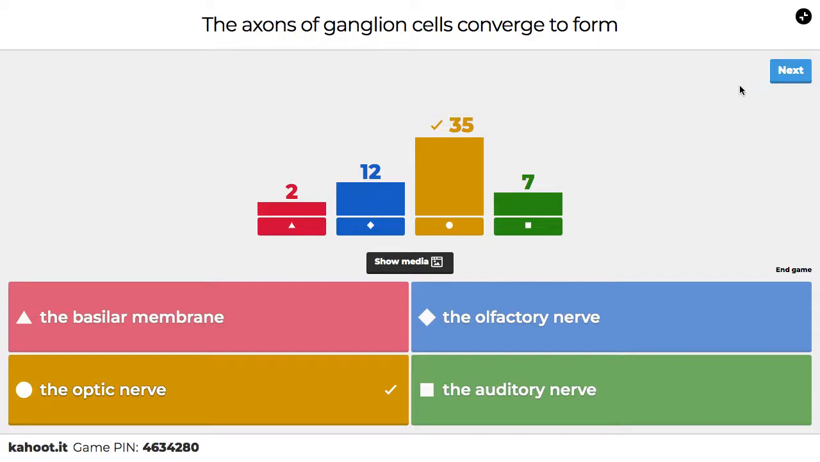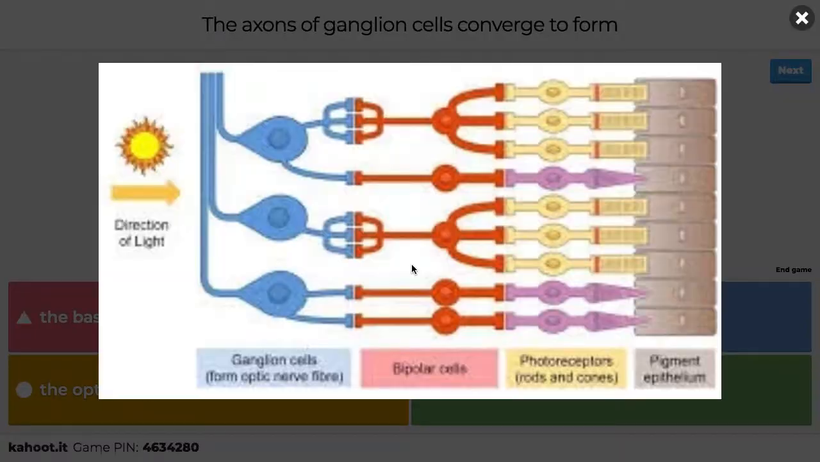Look at this picture. The direction of light goes all the way to the back of the eye, the photoreceptors. So these are cones, these are rods. Then we have the bipolar cells that are linked to the ganglion cells. The ganglion cells converge to form the optic nerve. So think of it like the threads on a rope. The threads are the ganglion cells, the rope's the optic nerve.